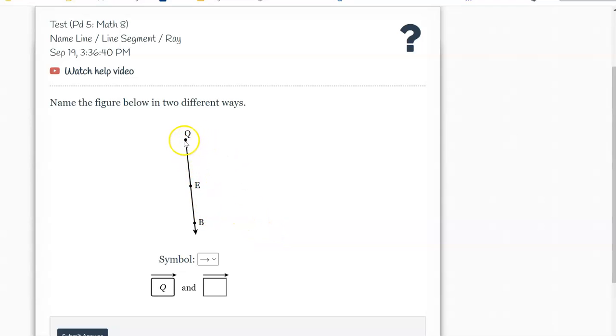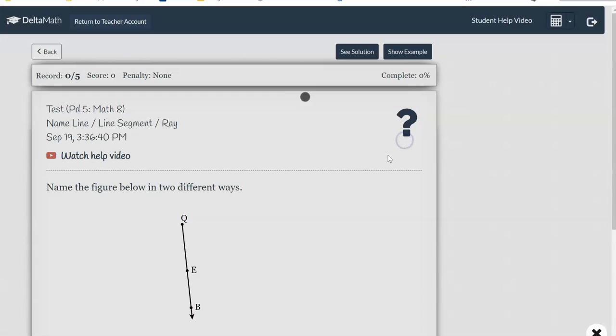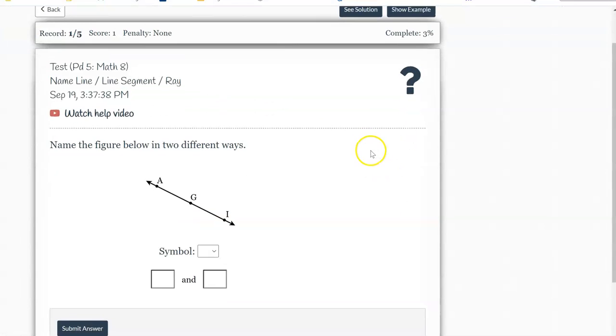The endpoint is always Q, so that's the first letter you write, and you could say Q passes through E. That's one name for the ray, or Q passes through B. That's the other name for the ray. So click down below to submit your answer and try another one.